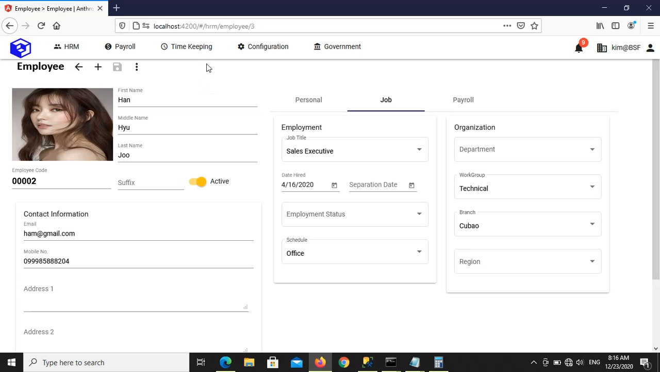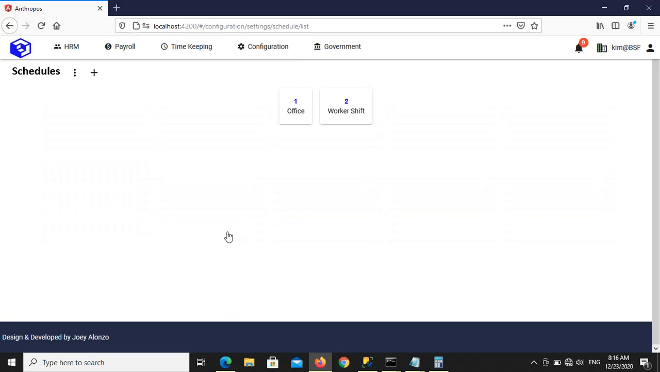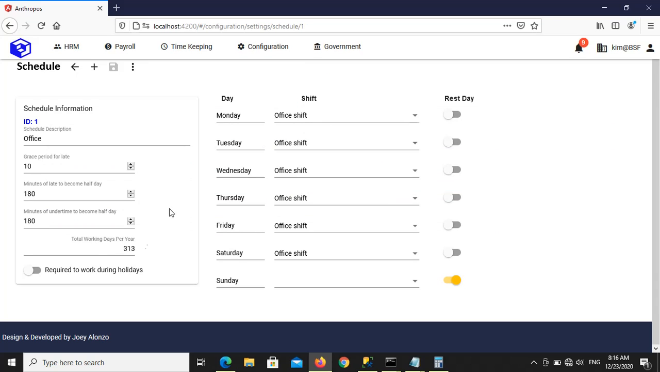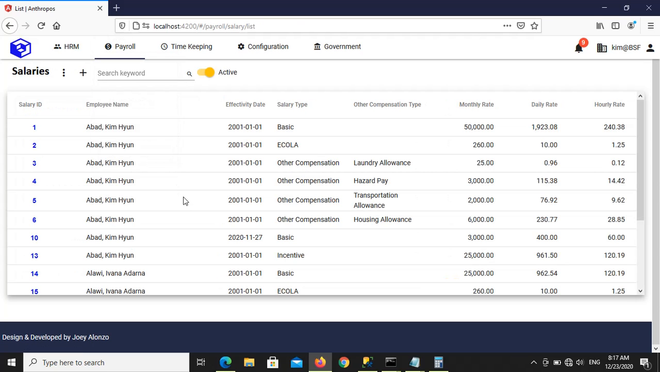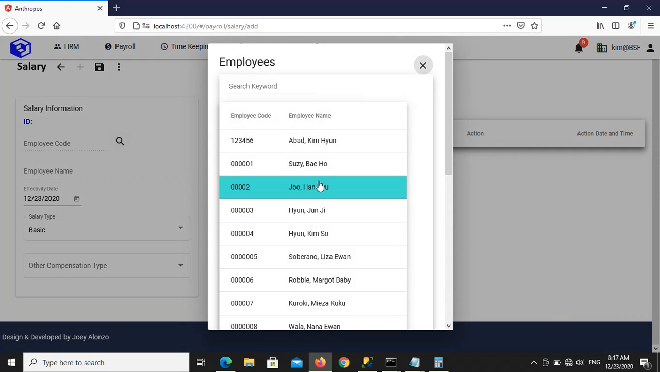Now, if we go to the configuration of schedule, which is office, you'll see that the total working days per year is 313. So for Ju Han Yu, the total working days per year based on her schedule is 313. Let me go back again to the salary. Let's select Ju Han Yu.